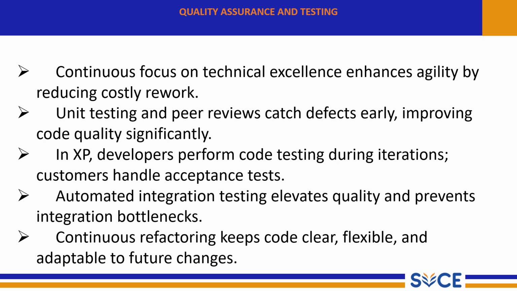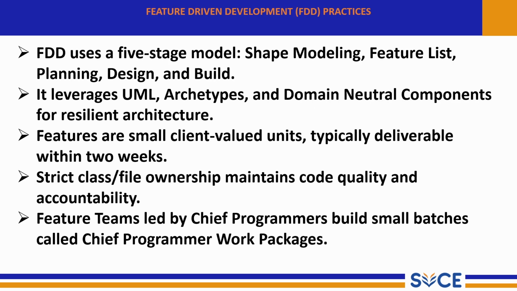So, Agile maintains quality through early testing, automation, and continuous improvement. This reduces risk and ensures reliable software delivery. And then next one is feature driven development practices.